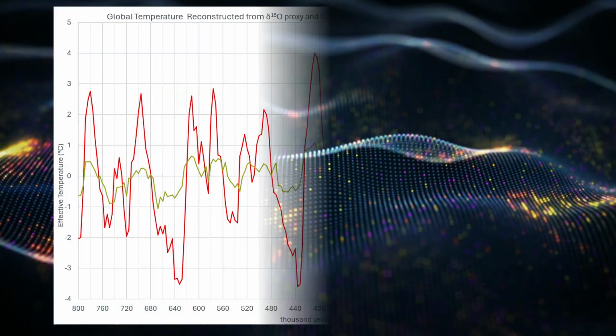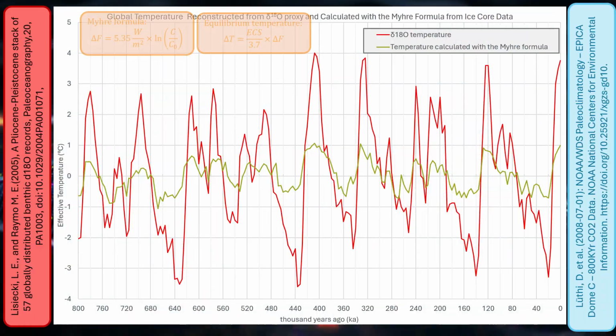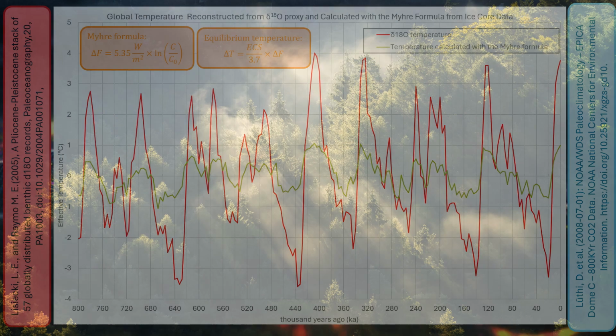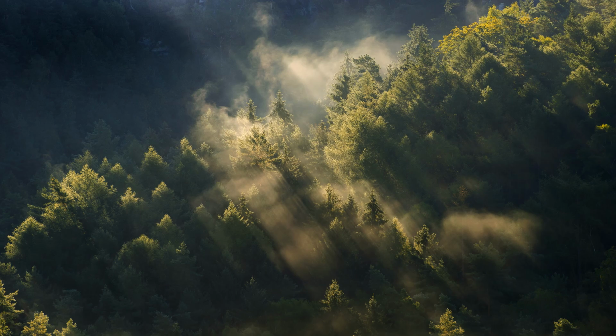When applied to long-term carbon dioxide variations, it reproduces a significant portion of observed temperature trends. However, over the past 800,000 years, the direct radiative effect predicted by the Myhre formula accounts for less than half of the full magnitude of reconstructed climate variability. Now we can bring these elements together.